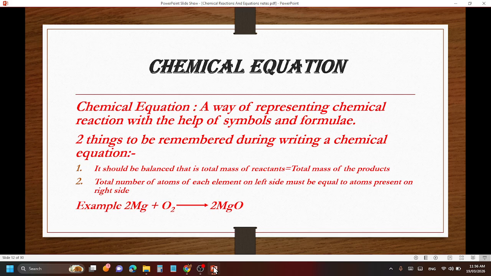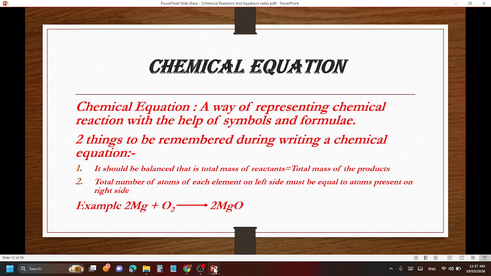The second point is similar to the first one: the total number of atoms of each element on the left side must be equal to the total atoms present on the right side. What does this mean? Simple. Total mass of reactants must equal total mass of products, that is, the total number of atoms of the reactants must equal the total number of atoms of the products. Take the example Mg plus O2 gives MgO. This is the actual equation, but we have added 2 in front of Mg and 2 in front of MgO. Why? Just to balance, because you can see oxygen is here twice.